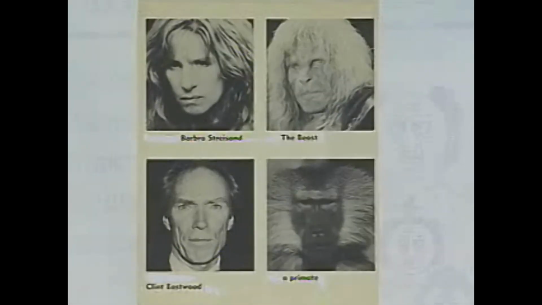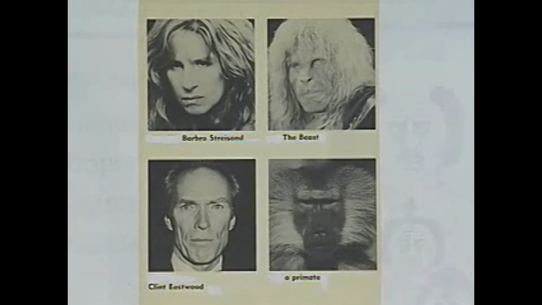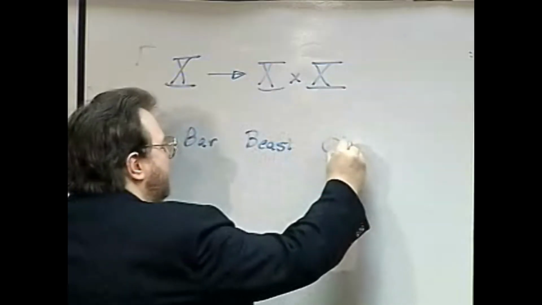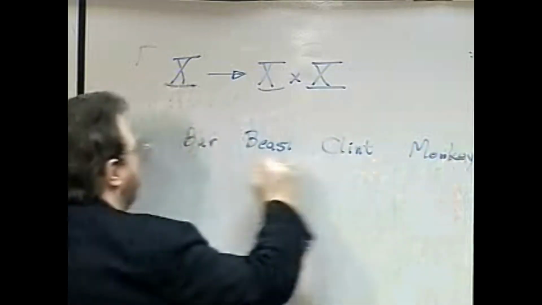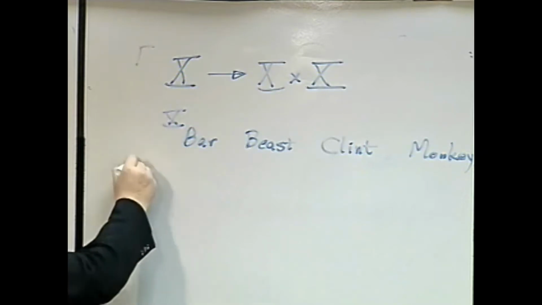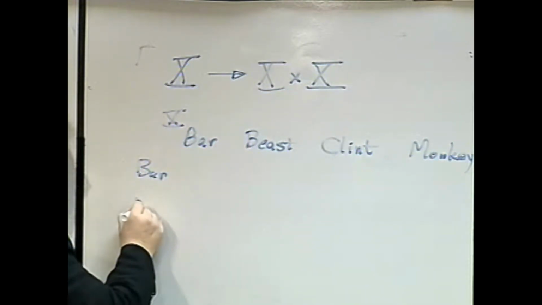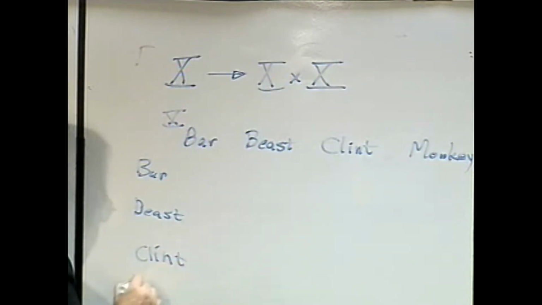And what we have to do is, on a scale of 1 to 10, look at the interrelationships between them. So just as a fun sort of example, we have Barbara, we have the beast, we have Clint, and the monkey. Okay? So this is our x, right? So x cross x is the Cartesian coordinate which goes down here. So we have Barbara, the beast, Clint, and the monkey.